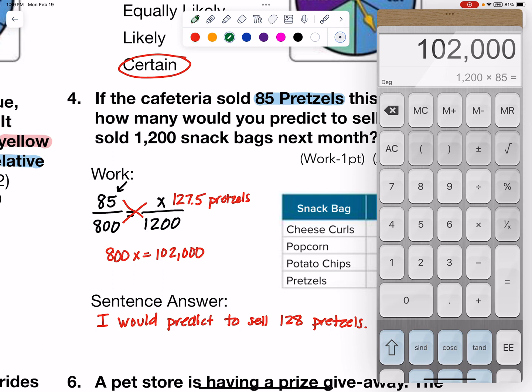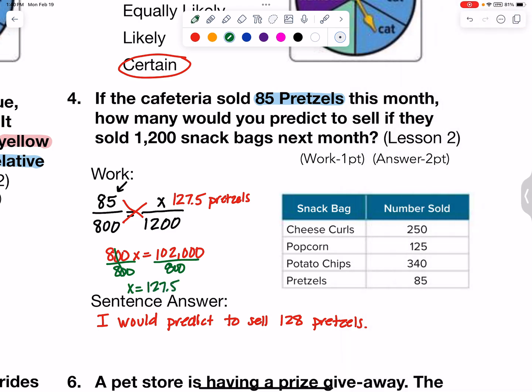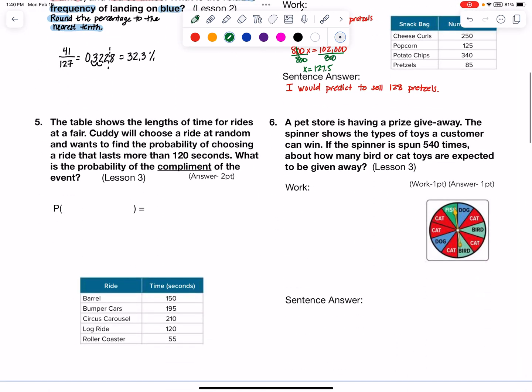And then we would divide both sides by 800 to isolate the variable. And we'd end up with, divided by 800, the same thing, 127.5. Okay. All right. So there's both options for you. All right. Let's head to 5 and 6.